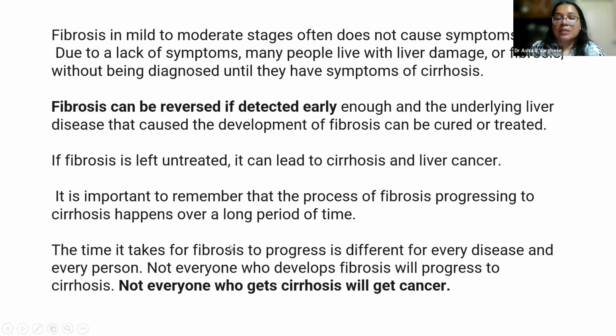So, first the fatty liver, then the fibrosis, and then the cirrhosis. It's a very gradual process. It does not just happen in a sudden way. The time it takes for fibrosis to progress is different for every disease and every person.